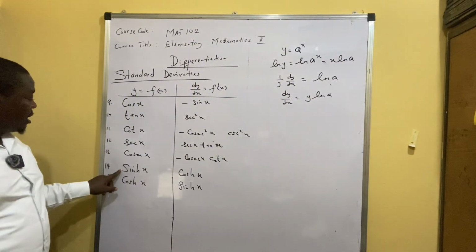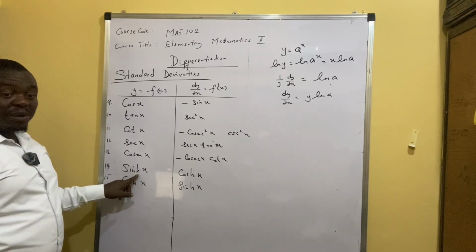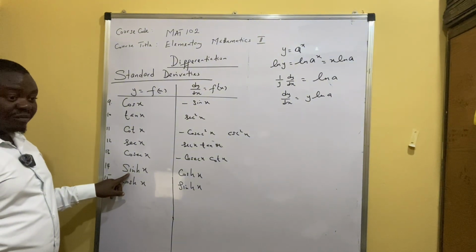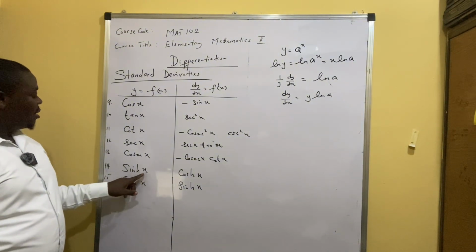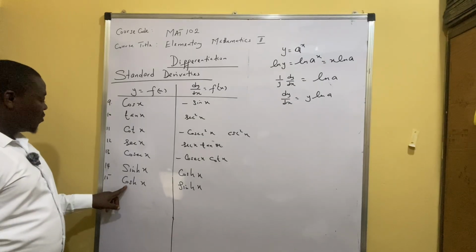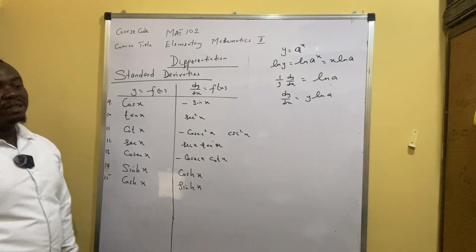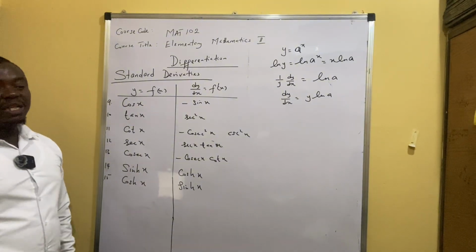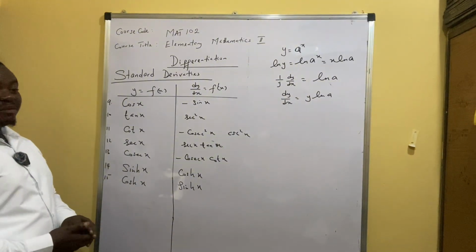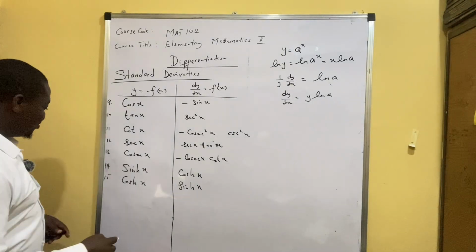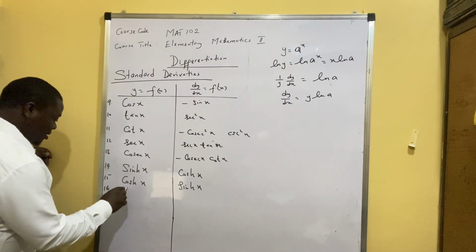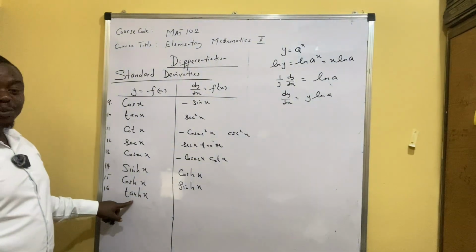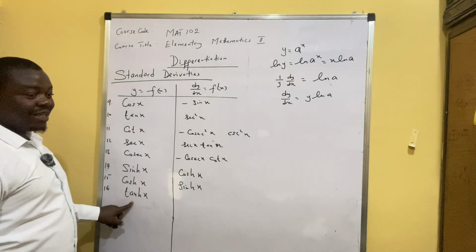This is sinh x, a hyperbolic function, and the derivative of sinh x is cosh x. For cosh x, it is sinh x. Observe that this one does not have a minus. So sinh x gives cosh x, and cosh x gives sinh x. Later you will be asked to get this one, so take this and keep it for yourself. You'll be the one to find the derivative of tanh x. We pronounce this as 'tanh x'.